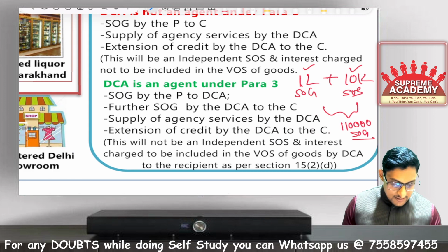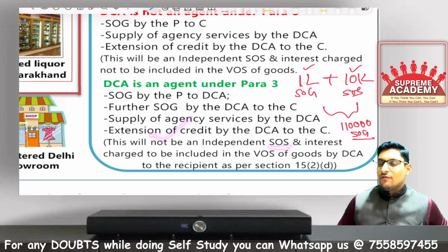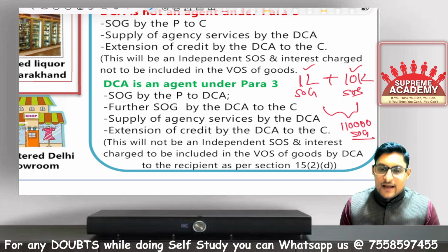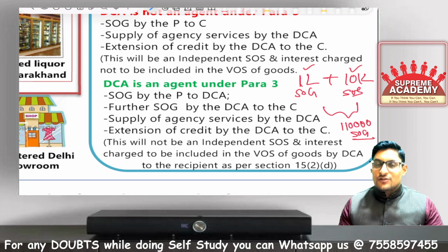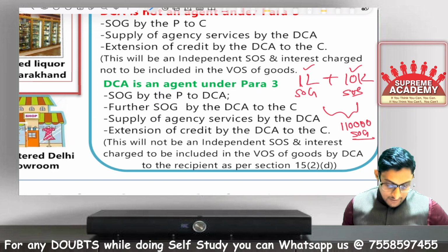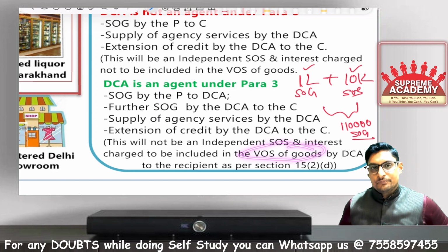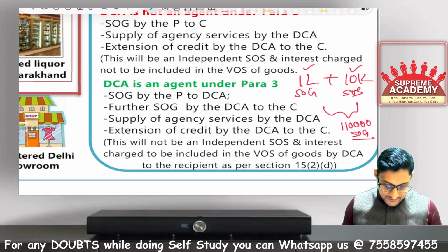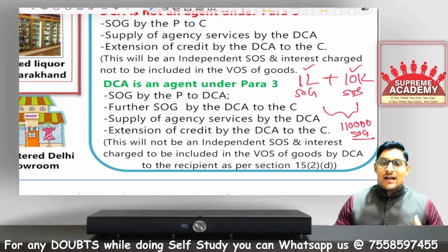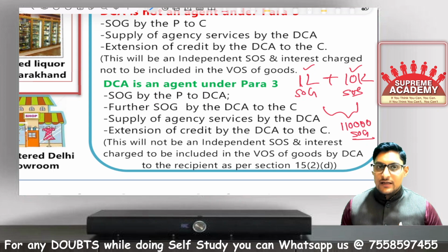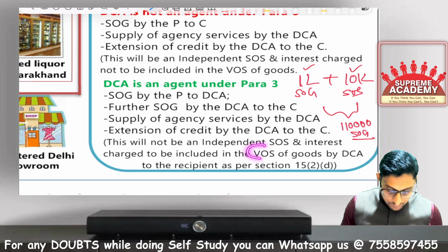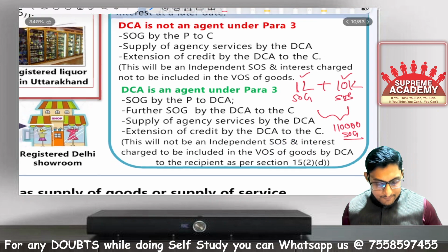Now what will happen in this case when the para 3 agent is there? This supply of service of credit facility will not be treated as an independent supply, and its valuation is not going to be independent or separate. You are going to do the valuation of this service along with the value of supply of goods. This is the thing under section 15(2)(d). It is a type of incidental supply, or say extra interest, credit, penalty received, addition in value. So it will be calculated as a value of supply of goods, not independently.